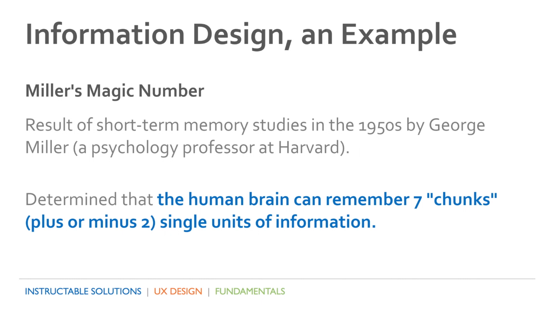Here's an example of information design. Miller's magic number. It's a result of short-term memory studies in the 1950s by George Miller, who's a psychology professor at Harvard. In his studies, he determined that the human brain can remember 7 chunks, plus or minus 2, single units of information.